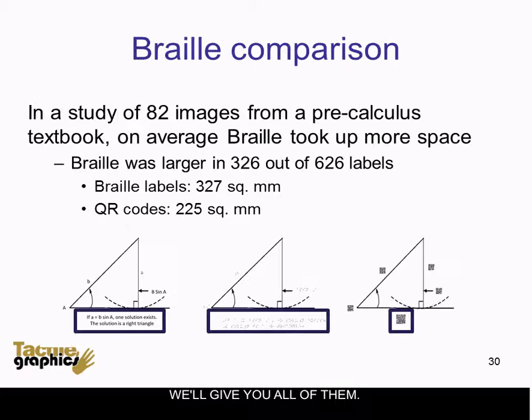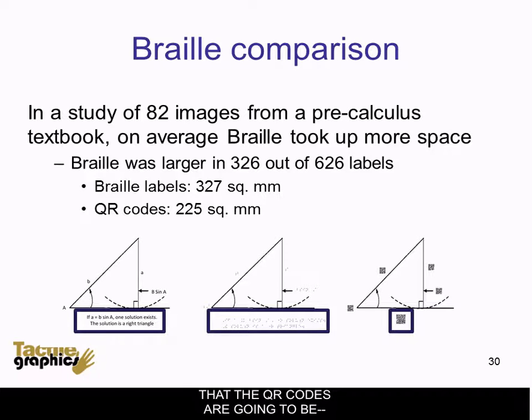Let me move on to the slide. So we did a little comparison with Braille. In the study, we had 82 images in the pre-calculus book that we looked at, and the QR codes were quite a bit smaller. On average, they were about 225 square millimeters, while the Braille was about 320. Intuitively, you know that would be true.